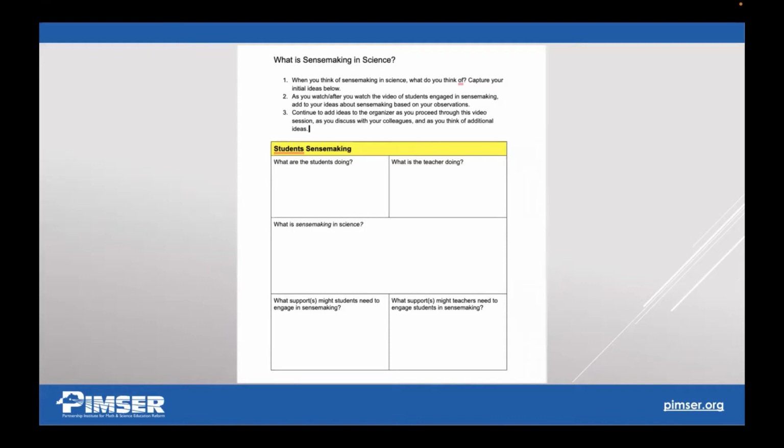As you watch the video, add ideas to your organizer that further characterize using a sense-making approach in the science classroom. Add specific things that the students are doing and specific things that the teacher is doing or appears to have done. After the classroom video, pause and add to your descriptions, definitions of sense-making on your organizer.